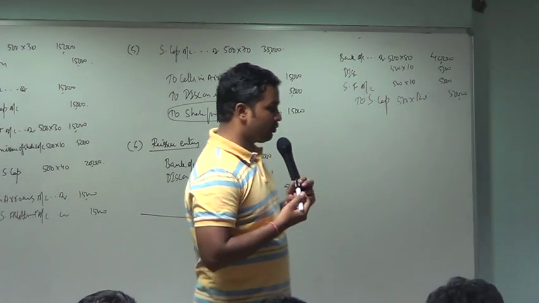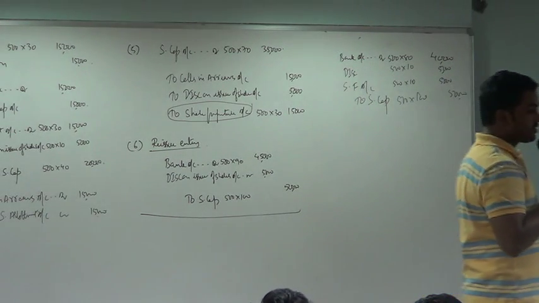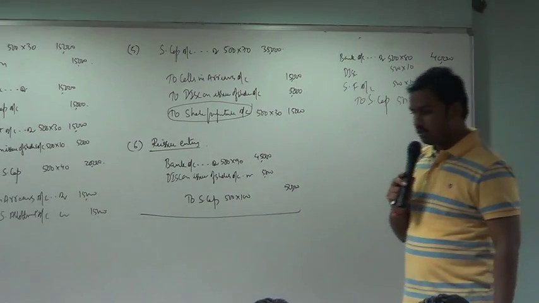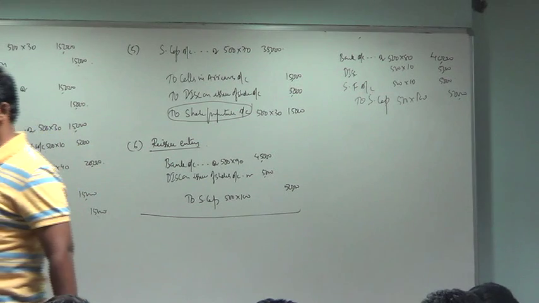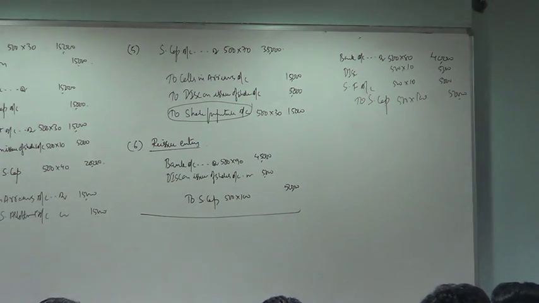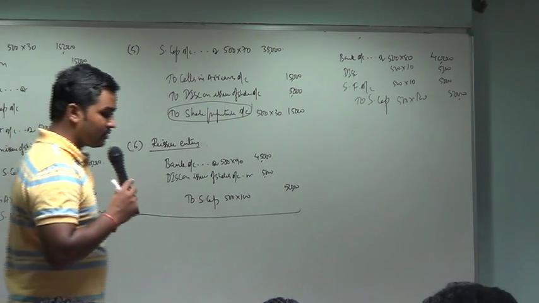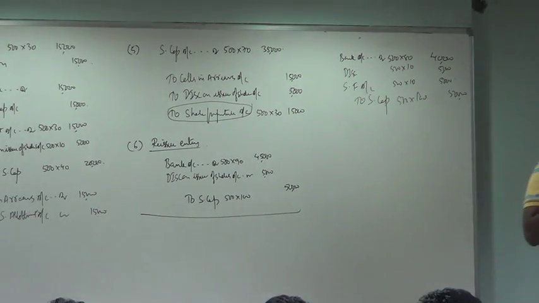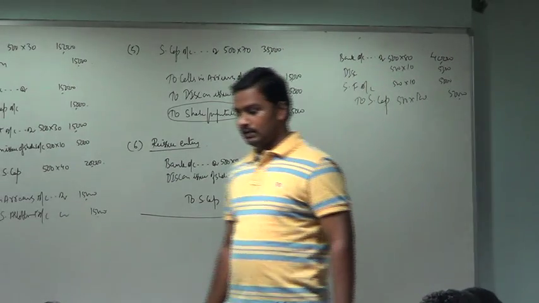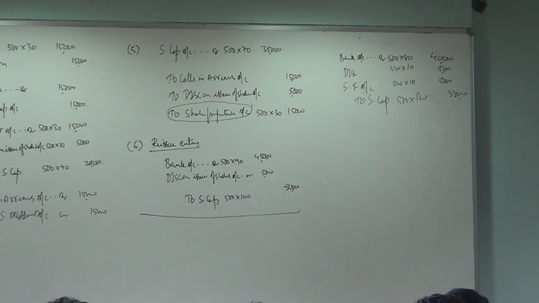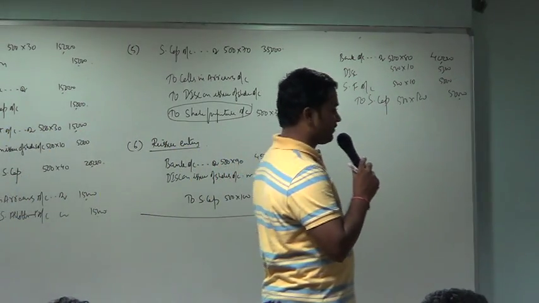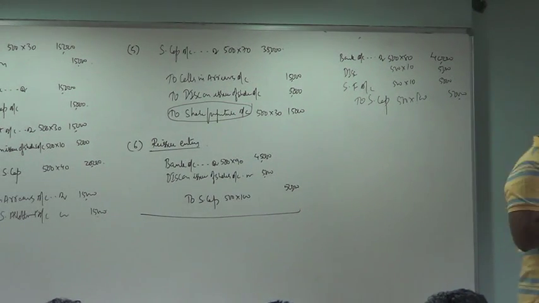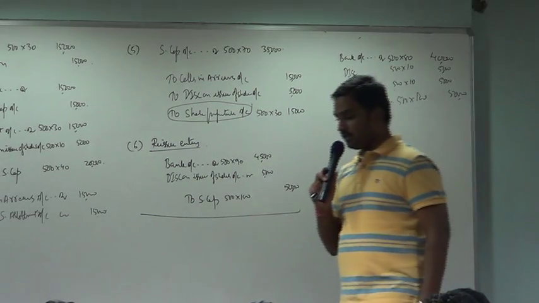Continue that same problem. If the reissue price is 80 rupees, the reissue entry will be as follows. Bank account debtor 40,000, discount account debtor 500 into 10, 5,000, share forfeiture account debtor 500 into 10, 5,000, share capital 500 into 100, 50,000.